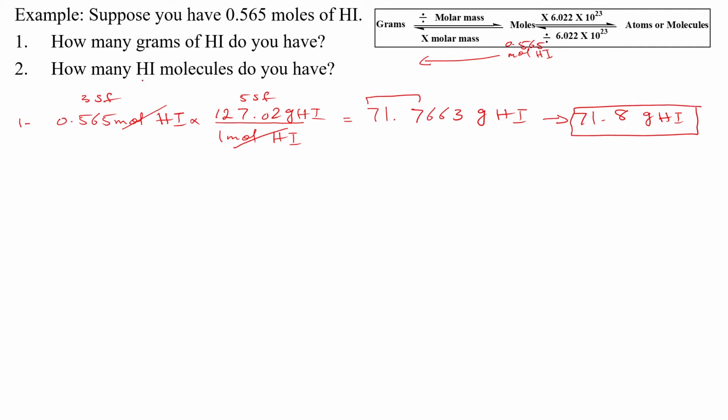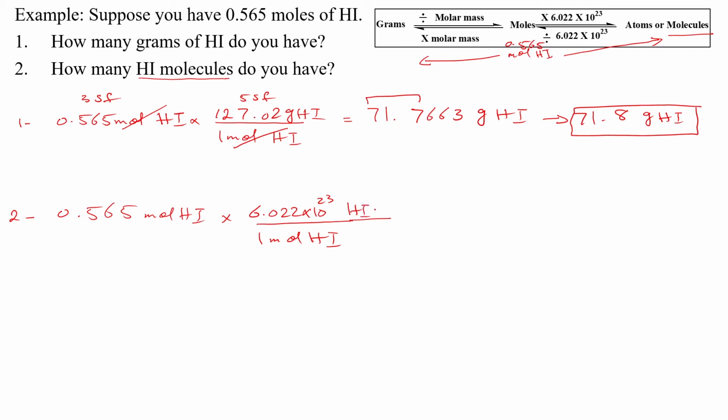Next, you have to find how many hydrogen iodide molecules you have. So here you have molecules. To find molecules, you have to start with the moles of hydrogen iodide, and you are going to convert moles to molecules with the help of Avogadro's conversion factor. So we have 1 mole of hydrogen iodide. So 1 mole of anything, right? So 1 mole of hydrogen iodide is 6.022 times 10 to the 23 hydrogen iodide molecules.